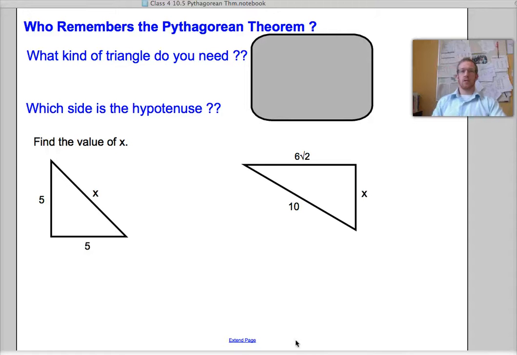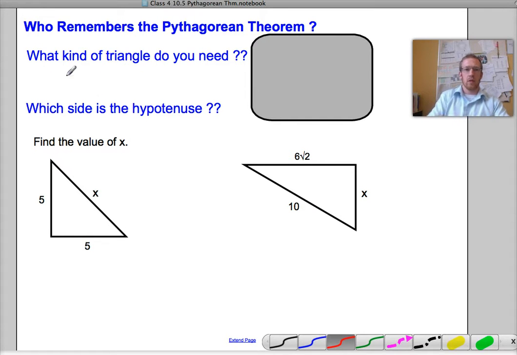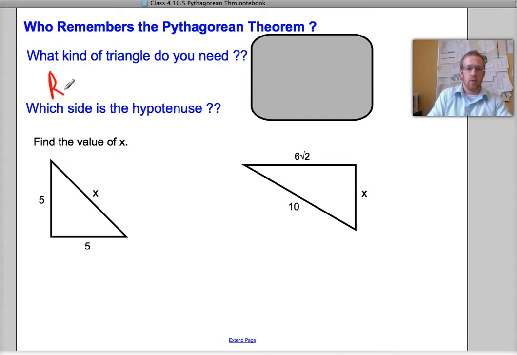Alright, so this is class 4 of chapter 10. We're going to apply our stuff with radicals to the Pythagorean theorem. So, what kind of triangle do you need to use the Pythagorean theorem? Well, you need a right triangle.